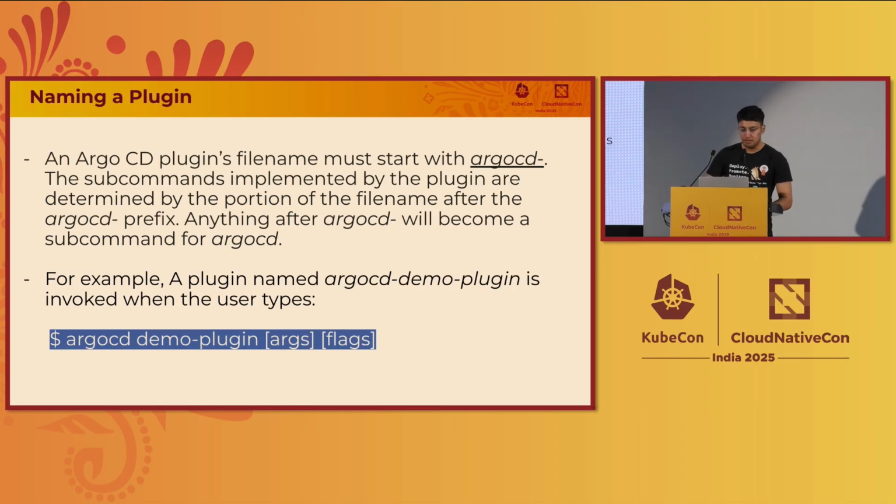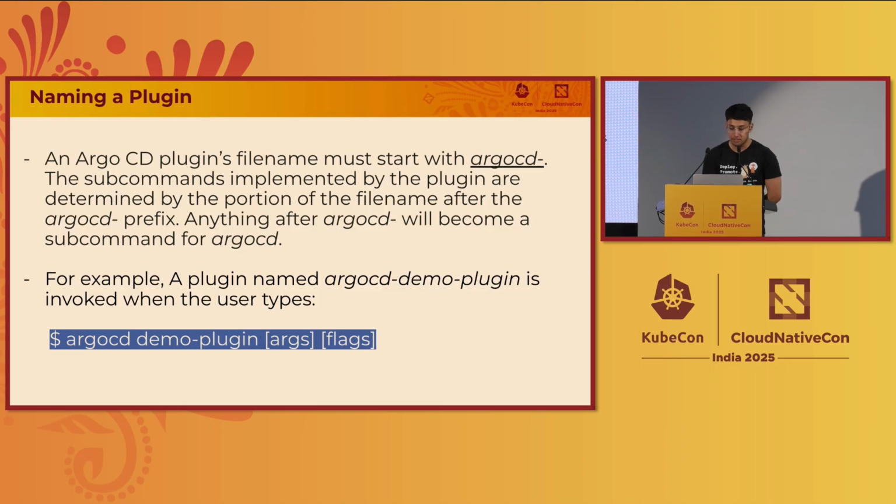Okay, with that in mind, I think I already covered how you name a plugin, but again, I'm repeating: the plugin's file name must start with ArgoCD hyphen. So if a user types the command ArgoCD demo-plugin, ArgoCD internally checks whether an ArgoCD-demo-plugin binary exists in your system's absolute path. If it does, it's going to execute that as a command. But if it doesn't, it's just going to fail. And we're going to take a look at the demo for that.